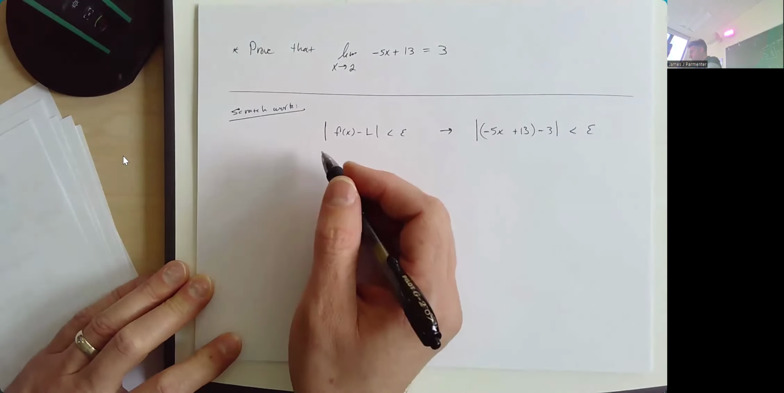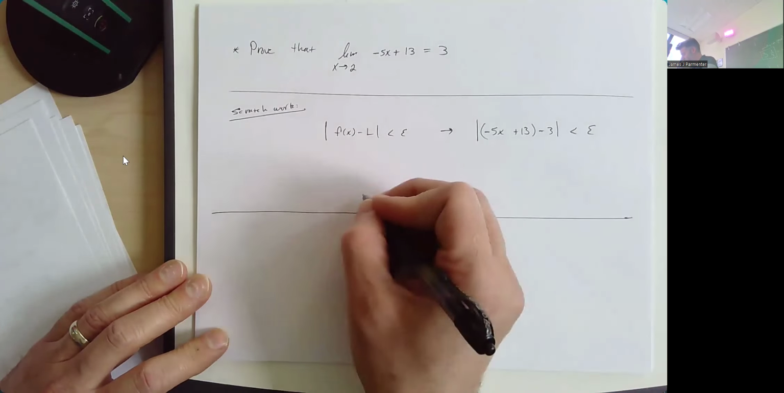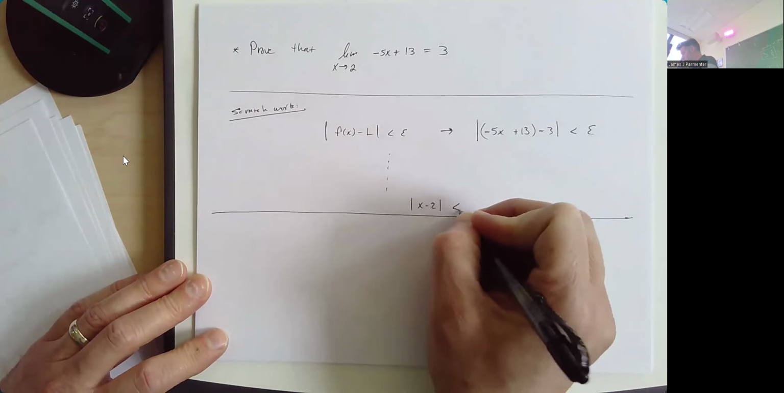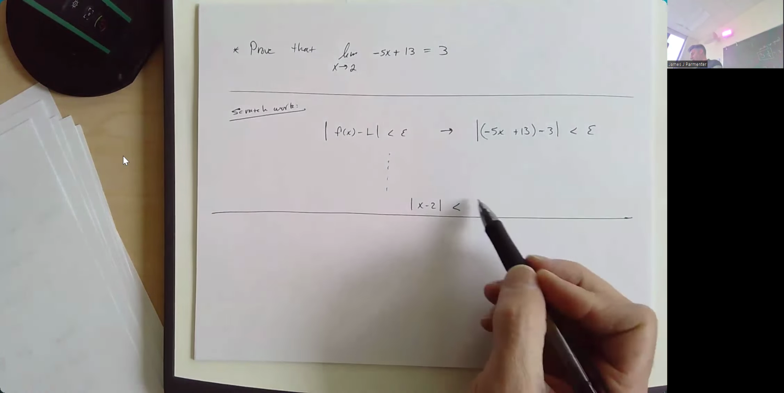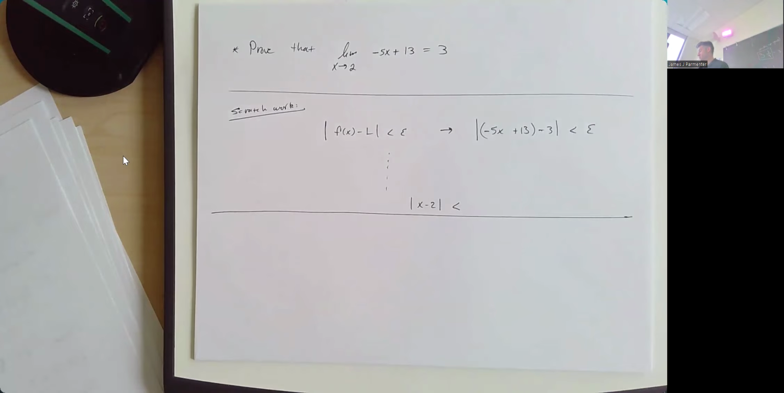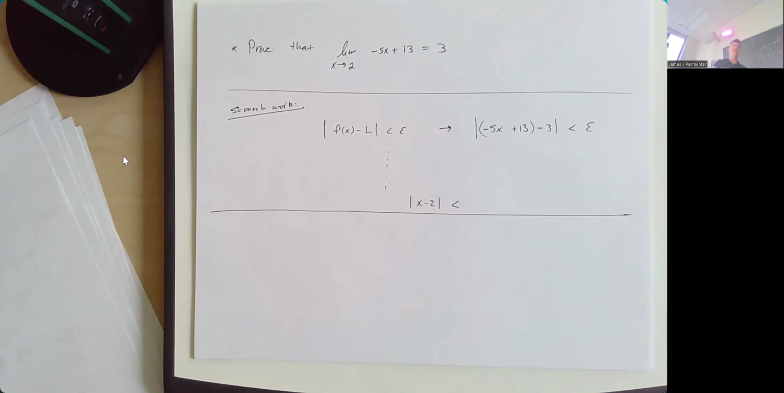I want you to do the algebra necessary to get to a place where you have the absolute value of x minus 2 less than something. Probably epsilon divided by some number. I'll remind you that whatever you have over here has to be positive, and epsilon is already positive. So do what you need to do. Do some subtracting, factor something out, bring it outside of the absolute value, divide by it, and see what you get for epsilon divided by something.